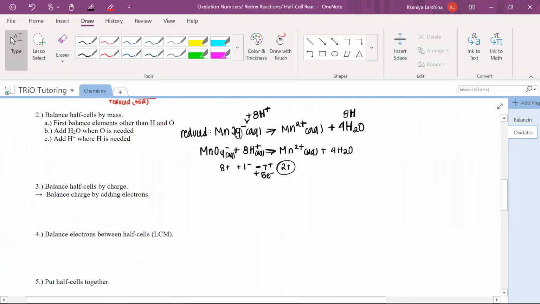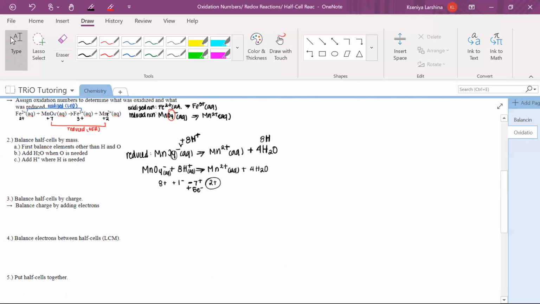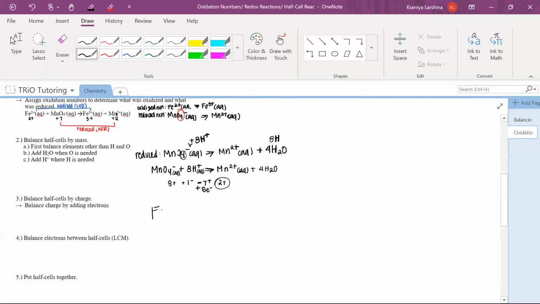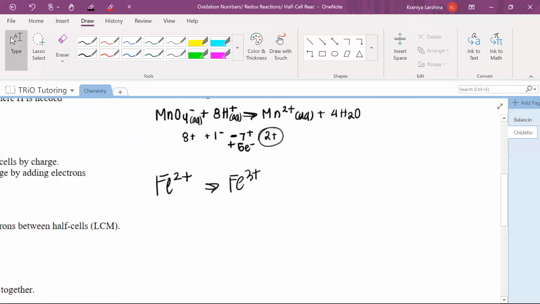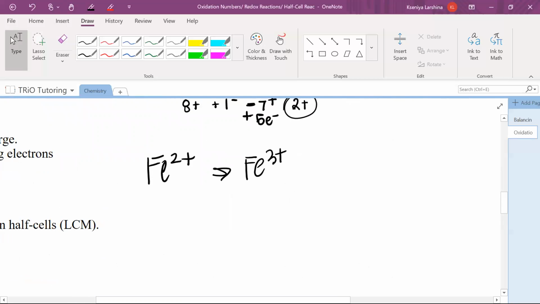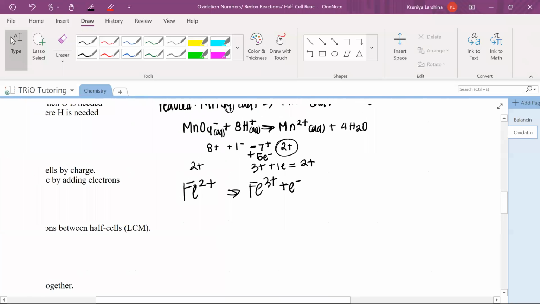And then on our oxidized reaction, we have Fe2 plus into Fe3 plus. Since we have a 2 plus here and a 3 plus here, we would need to add 1 more electron on this side in order to balance this, meaning add 1 electron equals 2 plus. So they're equal charges on both sides.